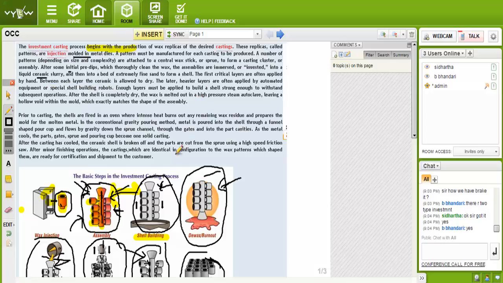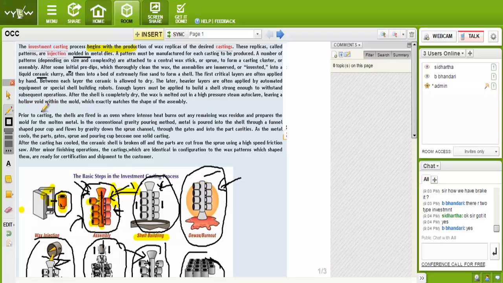Okay, those are the techniques. That means when you dip it, the first layer comes. Then wait for some time to solidify it. Then again we dip, and now another layer comes. In that way, we make this shell.